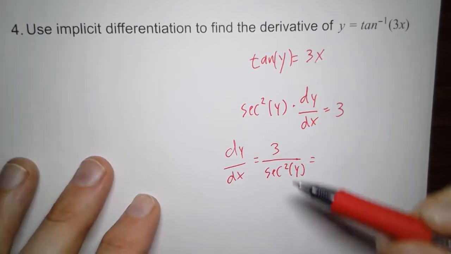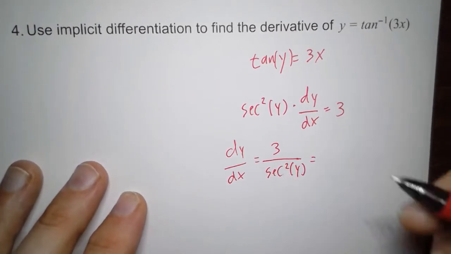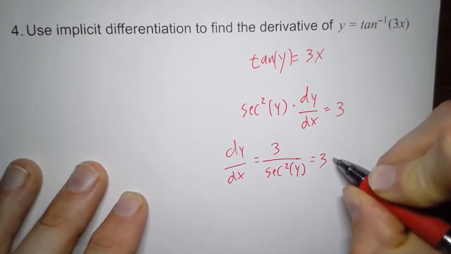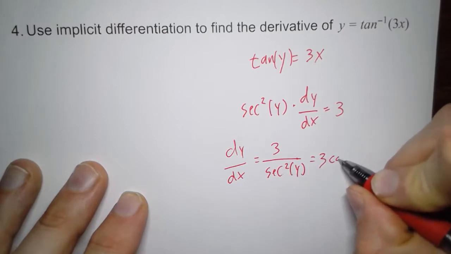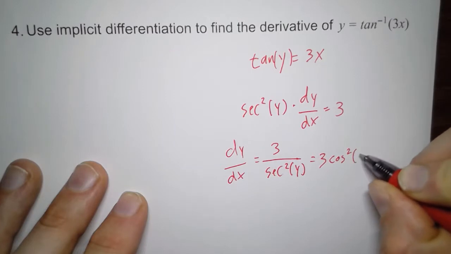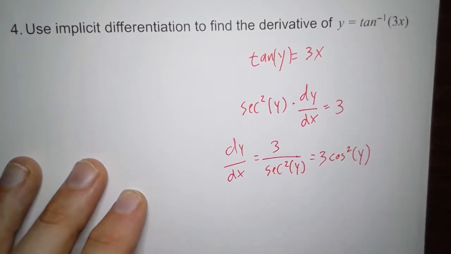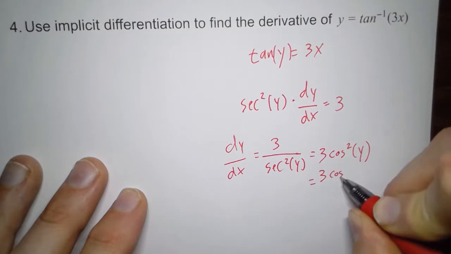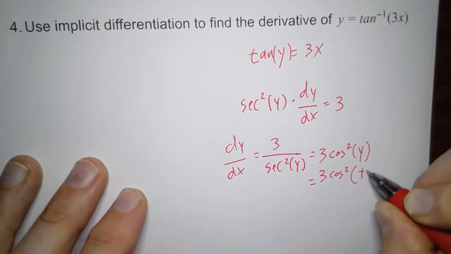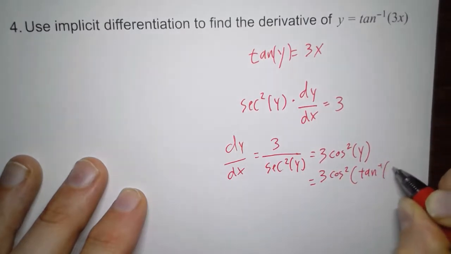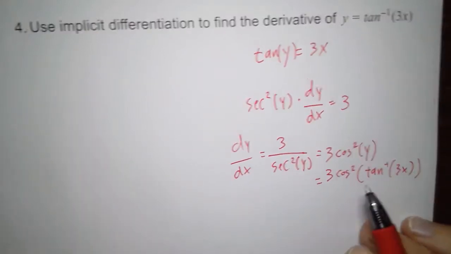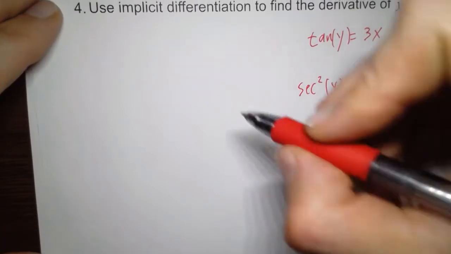Now, remember that secant is the reciprocal of cosine. So we can simplify this by saying that instead of dividing by secant squared, we can multiply by cosine squared. And so we'll replace y with tangent inverse of 3x. Now this one's a little more complicated, but we still have to start with a right triangle.